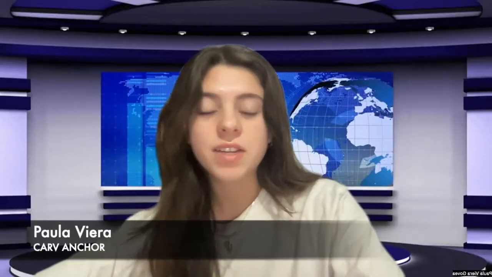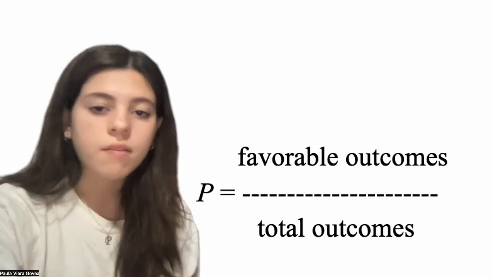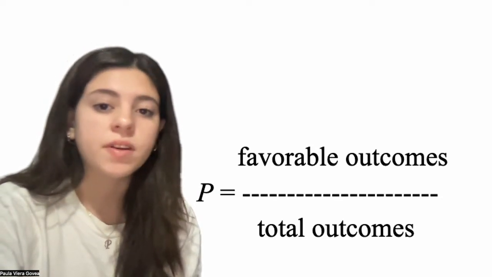Thank you, Santiago. It is a pleasure to have you here at CARV. We will be explaining to you what probabilities are about and the basics of them first. The probability of an event is defined as a ratio comparing the favorable outcomes to the total outcomes. Now we will go with Sebastian, who will teach you about the different symbols used when practicing probabilities.